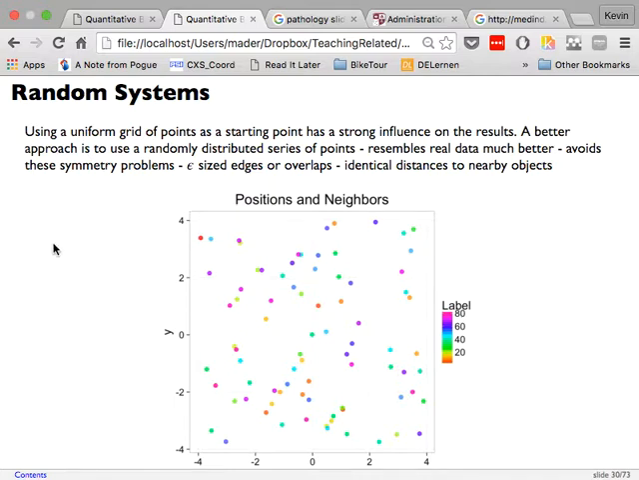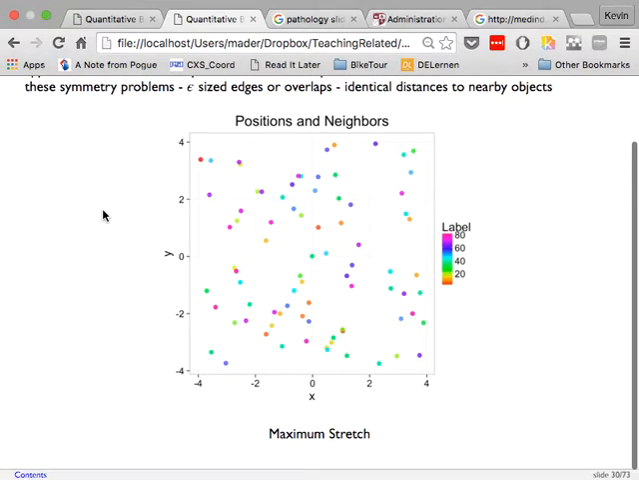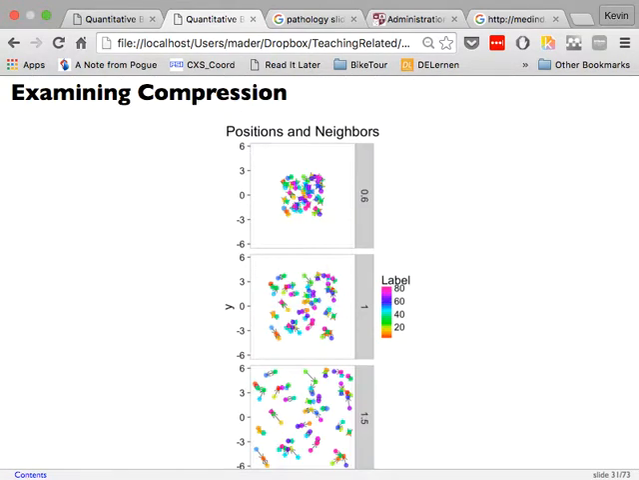So now what we can do is look at a random system. This is a system where we basically just have points randomly distributed throughout. It resembles real data much better, and it gets rid of all of these symmetry problems, where you can have a very small deviation that causes huge fluctuations. And so now we can find the nearest neighbors as well. We have our system at 1, 0.6, and 1.5. How would you expect the nearest neighbors to change when you apply this compression factor?